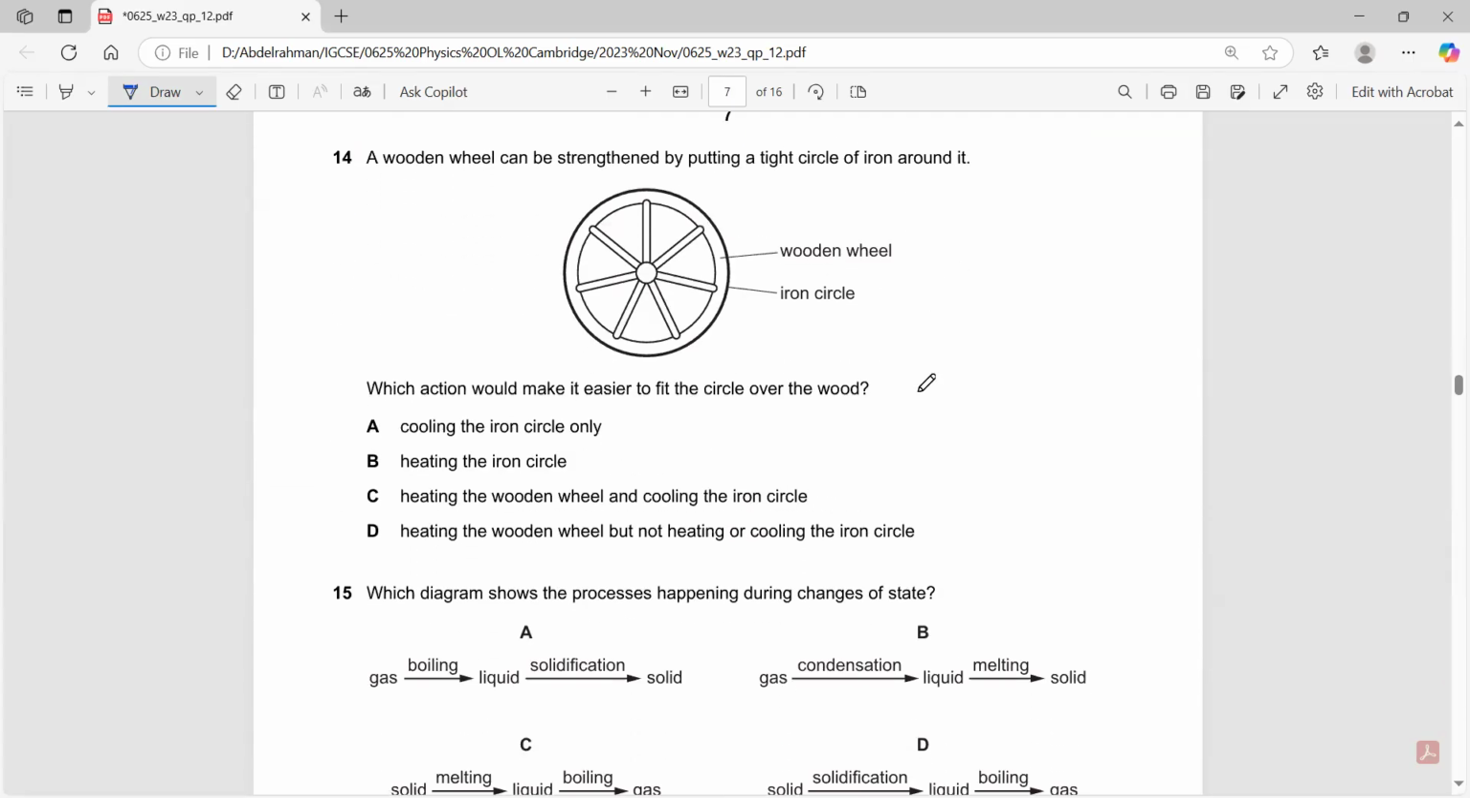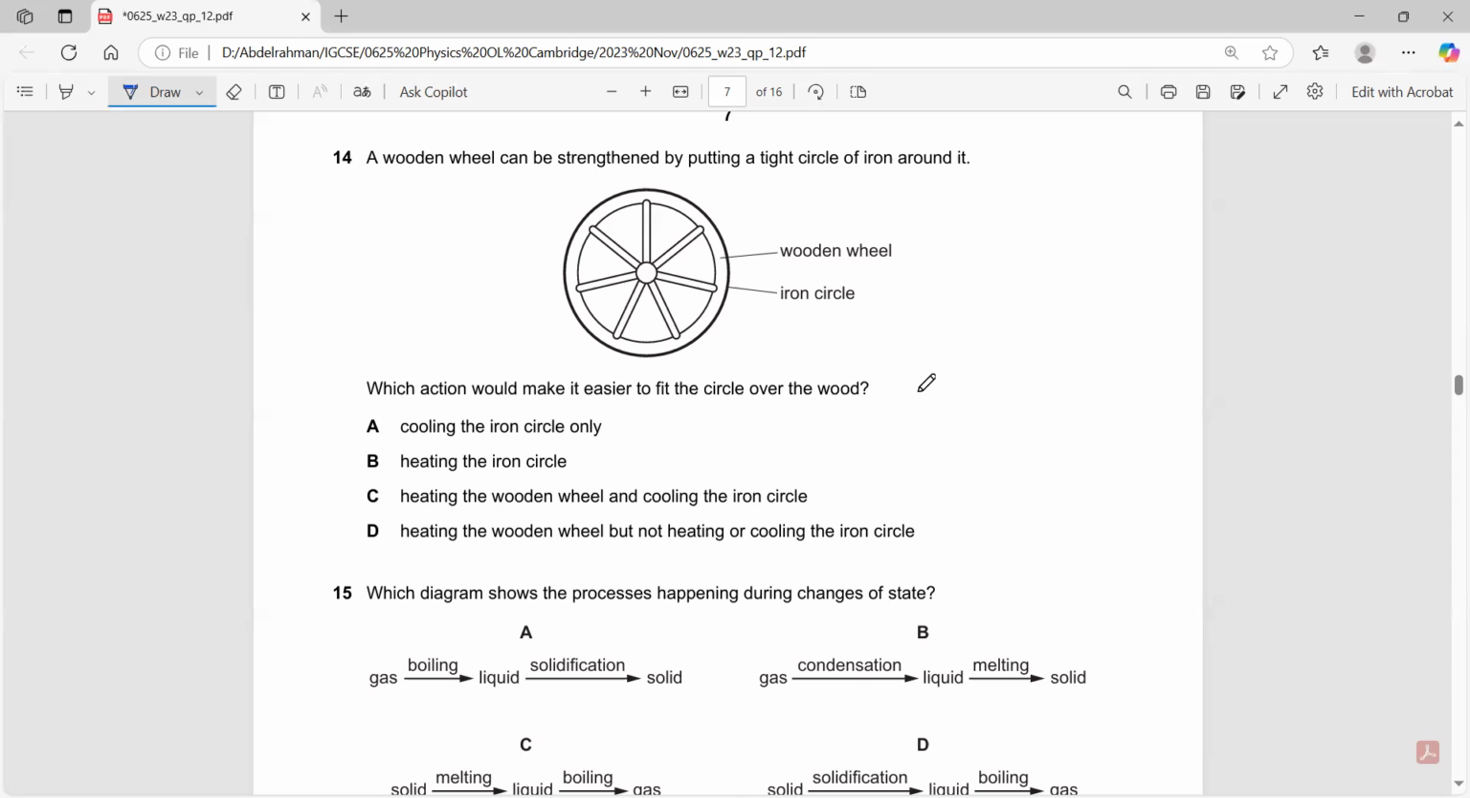A wooden wheel can be strengthened by putting a tight circle of iron around it. Which action would make it easier to fit the circle over the wood? How can you do that? By cooling the iron circle, or by heating the wood, or by heating the iron? What should you do? We need to increase the diameter, kind of increase the volume of this iron circle so that it could fit around the wooden wheel, right?